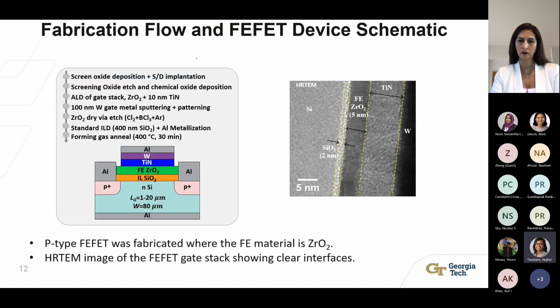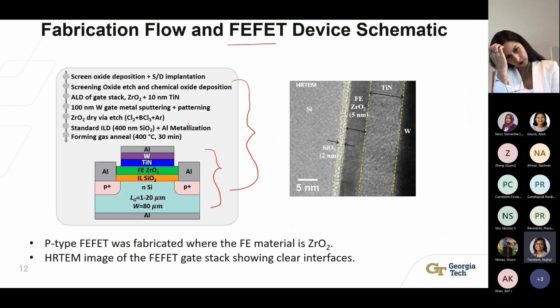So at the same time, I was trying to design a process flow to develop FEFETs in Georgia Tech's clean room. So this is the device schematic of our fabricated FET, and this is the process flow for the FEFET. Now, for lack of time, I won't go through the process flow optimization of the FEFET. However, I want to point out that a majority of my PhD time was spent on this because there was no established CMOS process flow at Georgia Tech at that time.